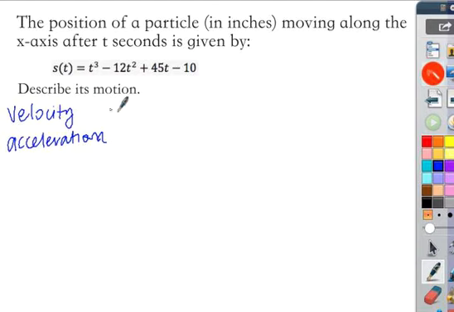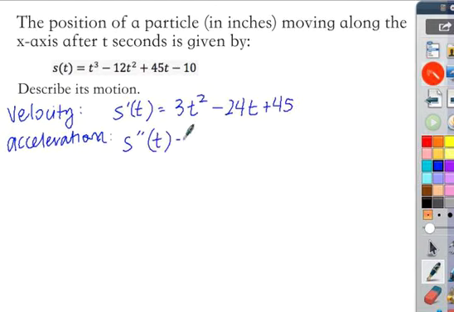Okay, so this is going to be s prime of t, which is equal to 3t squared minus 24t plus 45. My acceleration function is going to be s double prime of t, which is going to be 6t minus 24.